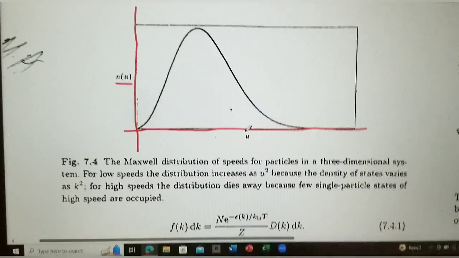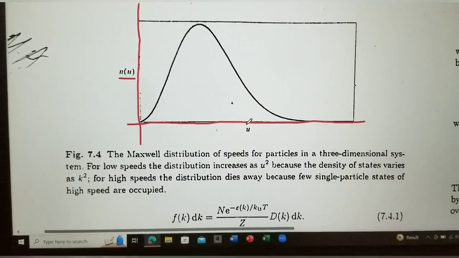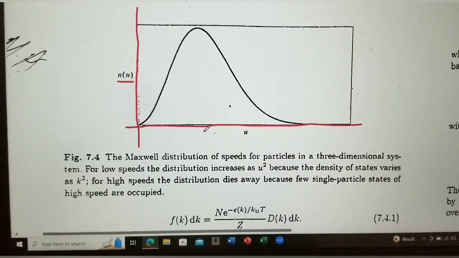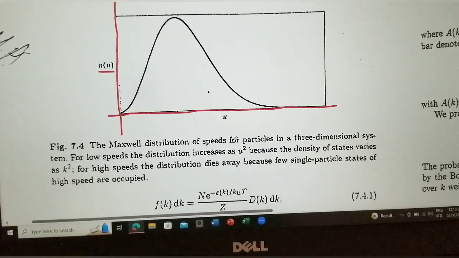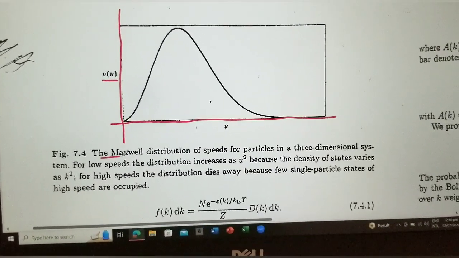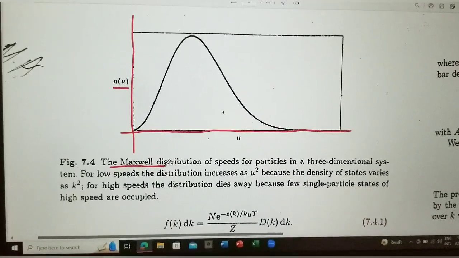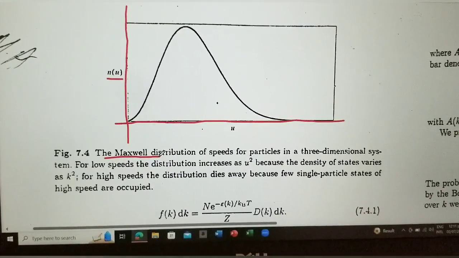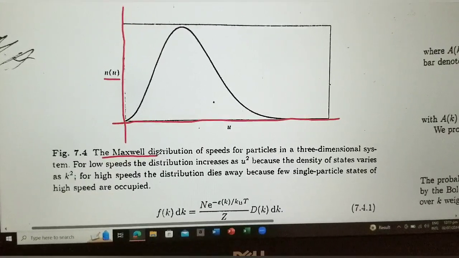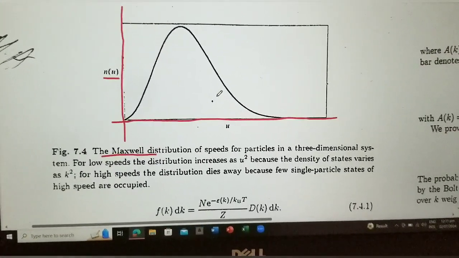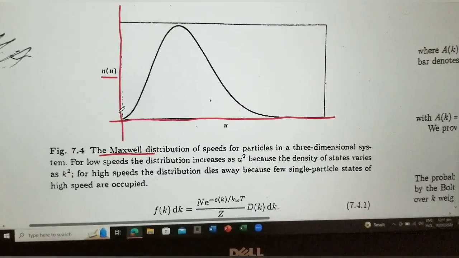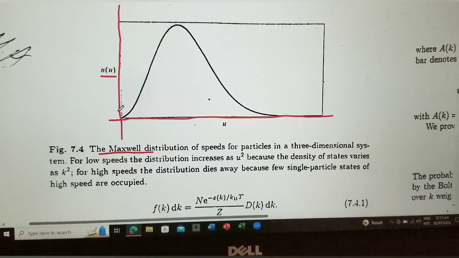As we have derived an expression for the distribution function of molecular speeds, which is the Maxwell distribution of speeds of particles in a three-dimensional system, as written here, we need to understand this graph as well, because it shows what the distribution looks like. If you put all of those values in, you will get the map of the property that has been distributed among the gas molecules.